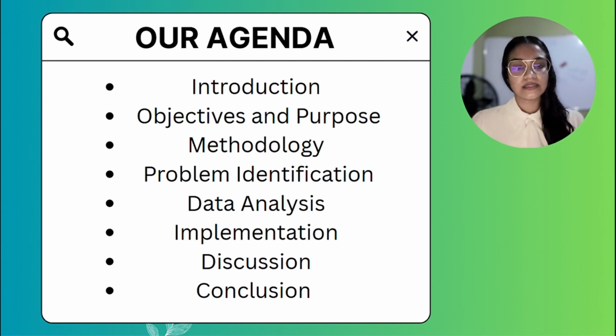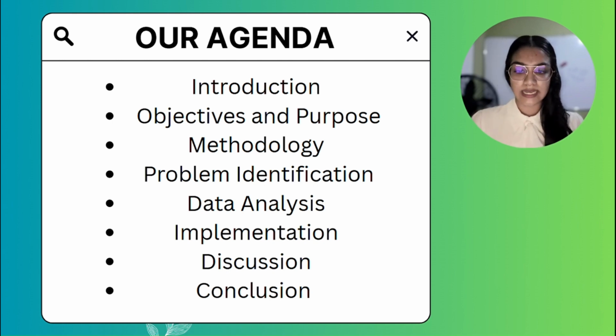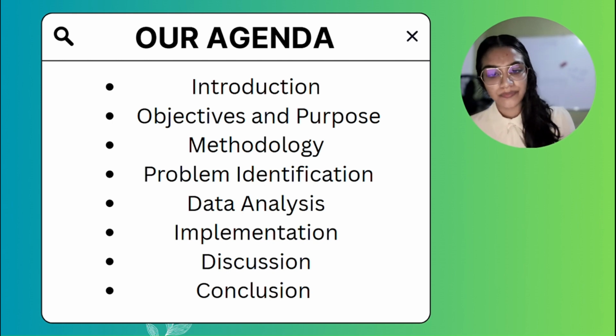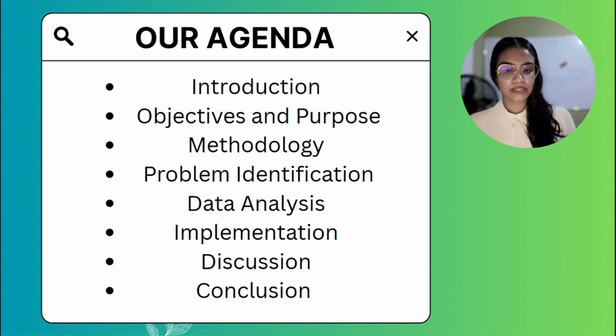Then we'll get into the implementation phase where we break down how we build the grow box using recycled tires. Next, we'll present our discussion where we reflect on what worked well, the sustainability of our design, how it compares to similar projects, and then we'll wrap it up with our conclusion summarizing the key outcomes, lessons learned, and future improvements. So let's get started.